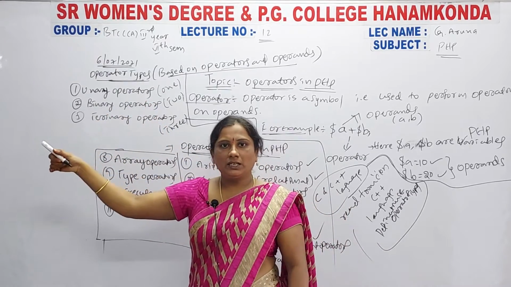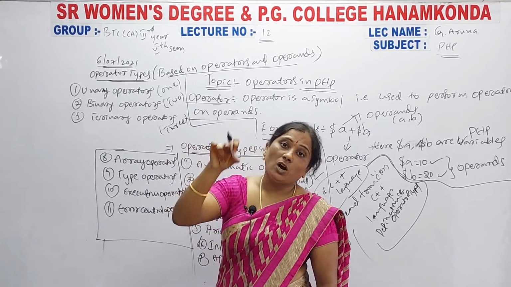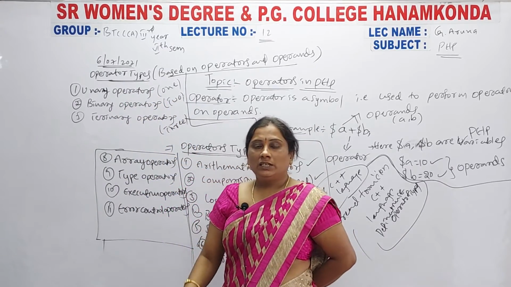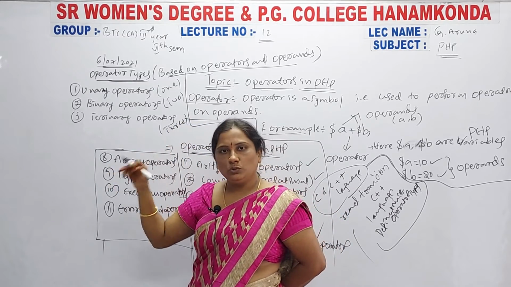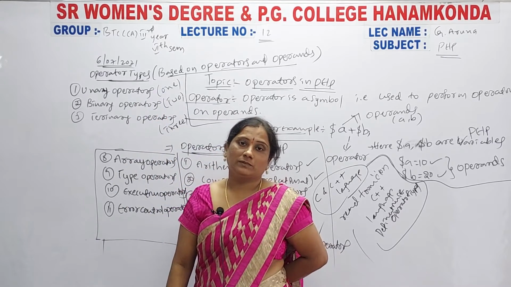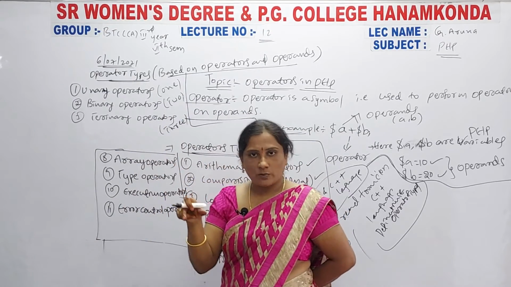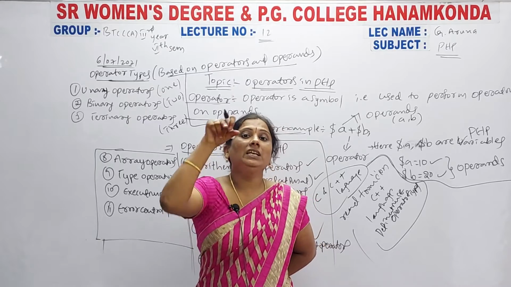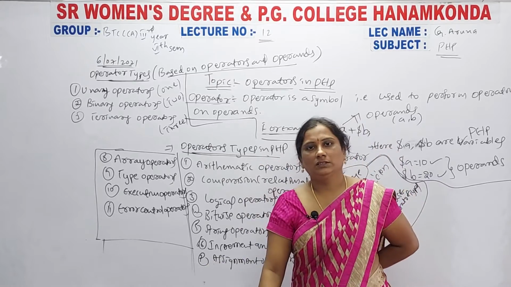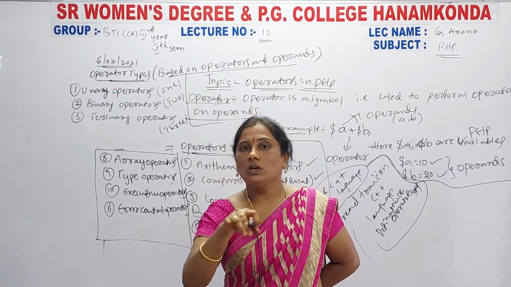These are unary operators. In a unary operator you can use only one operand. Then in an expression where you have to use two operands, that is called a binary operator. Then ternary operators: in a ternary operator you have to use three operands. You know what operands are? Operands are nothing but variables and values, the things you assign values to. Those are all called operands.